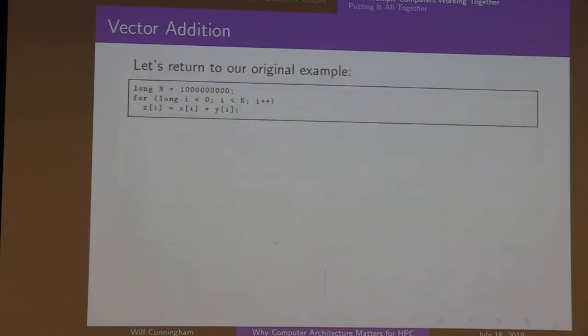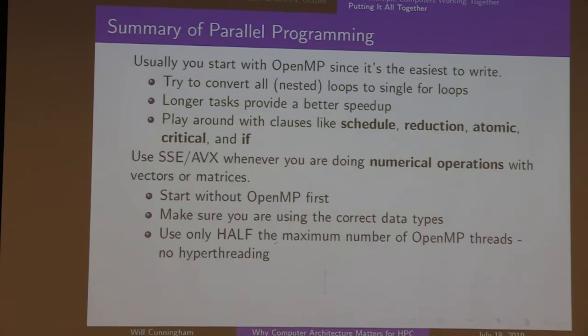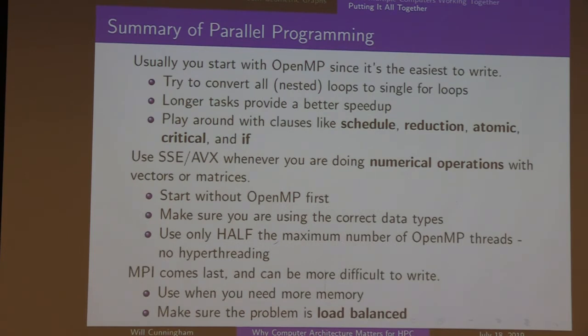So there's lots of examples that you can go through. Let's look at the summary of what I've talked about. Usually you start with OpenMP because it's the easiest to write. I've shown this in many examples. You want to try and convert all of your loops into single for loops. Of course, for loops are the obvious place to parallelize. Longer tasks are going to provide a better speed up.